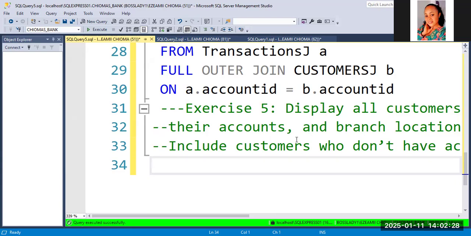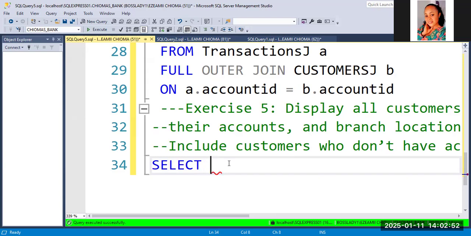So we're going to use not only one type of join, we're going to combine joins, because you can combine as many tables as you want. So if you have 5 tables, you can join. So looking at this question now, we're going to join 3 tables. All right. So you can combine as many tables as you want.